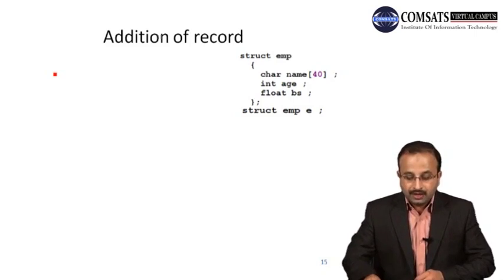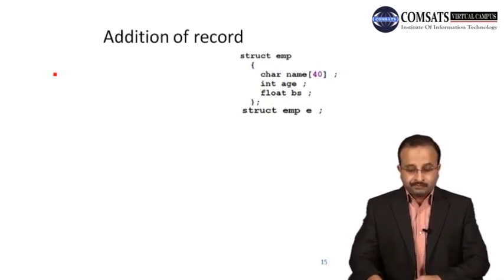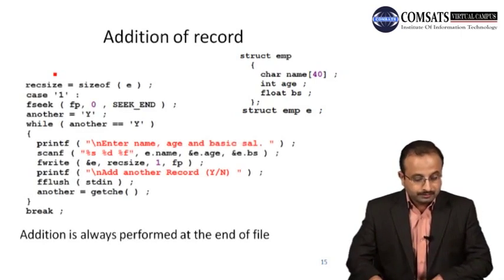So this is the definition of the emp structure, and we declare a variable e of emp structure. The emp structure contains the name of the employee, age, and basic salary. BS is the basic salary of the employee. This is the code for addition of the record.